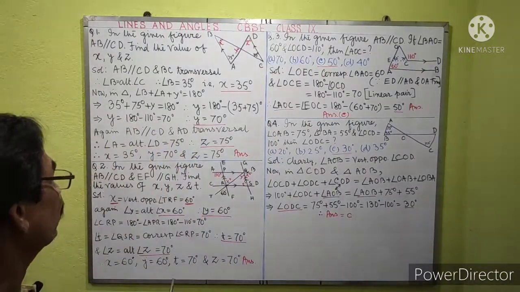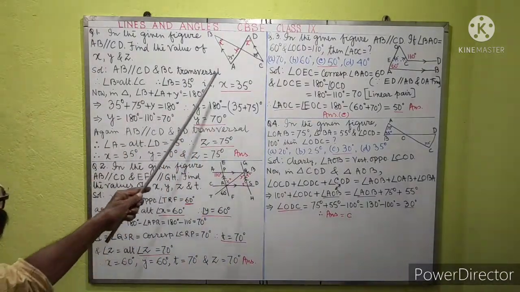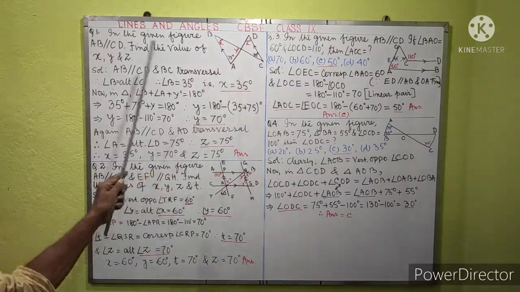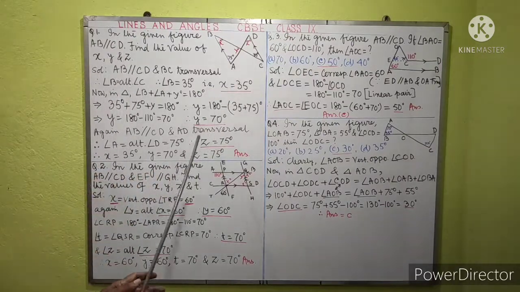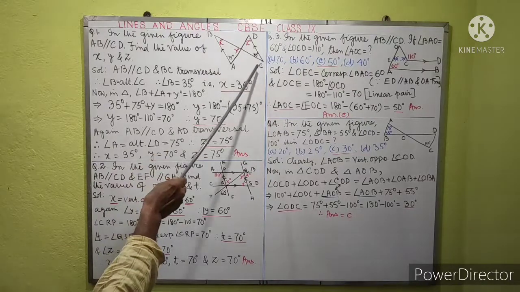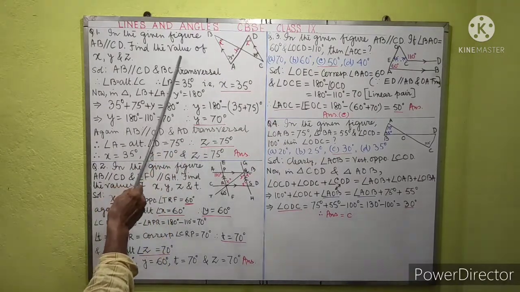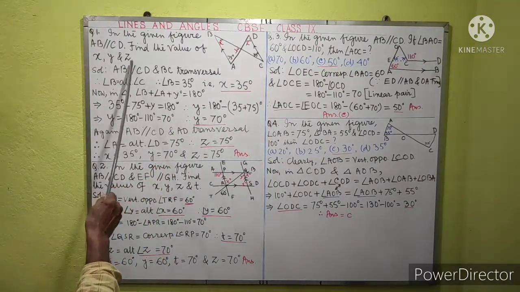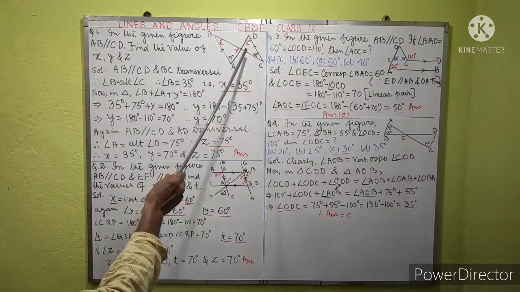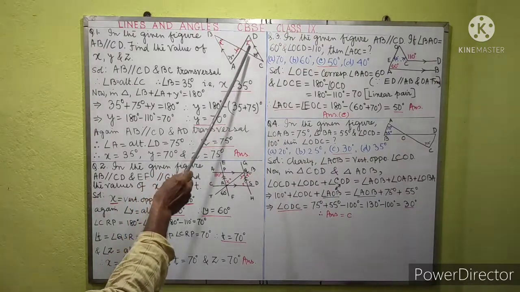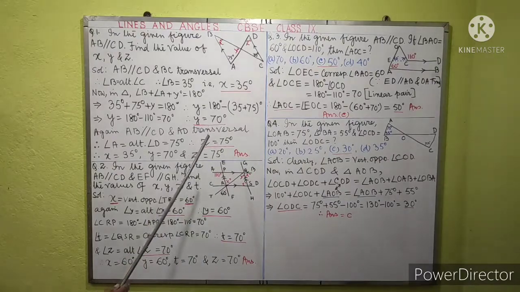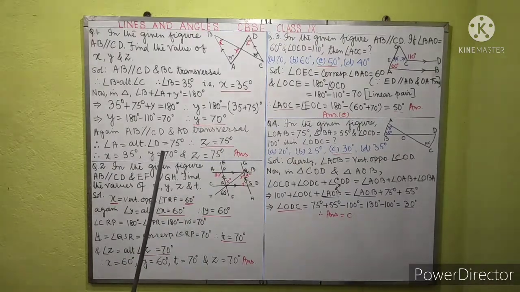The first question is saying, in the given figure AB is parallel to CD. Find the value of X, Y and Z. We have to find out the value of X, Y, Z with definite reason.